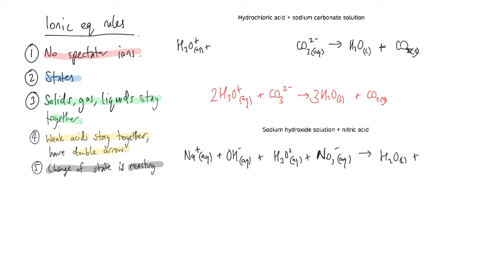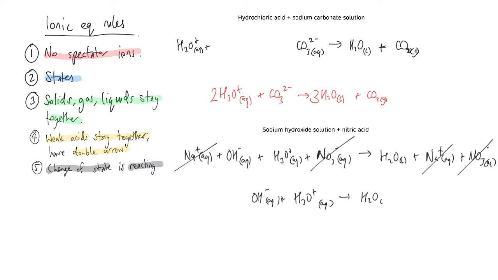So therefore, I'm going to write it as Na+ (aq) plus NO3- (aq). All right, and so you can see that that is going to be a spectator, that's a spectator, that's a spectator. So all you really get is OH- (aq) plus H3O+ (aq) goes to H2O liquid, and that's two of them there to make it balanced.